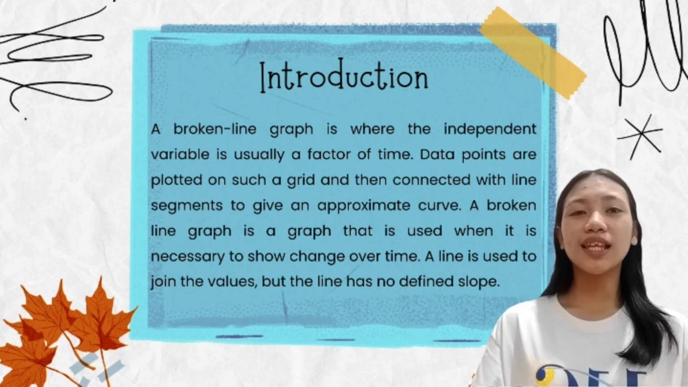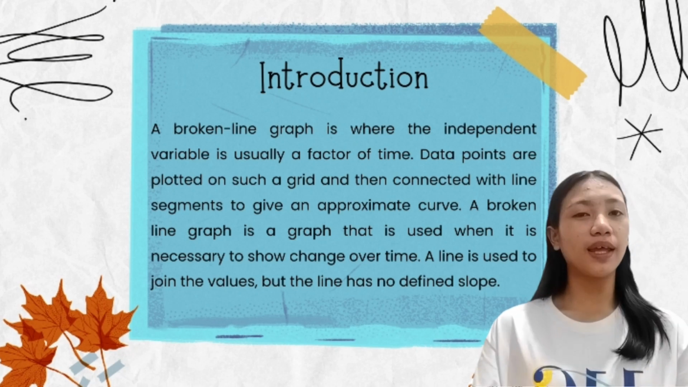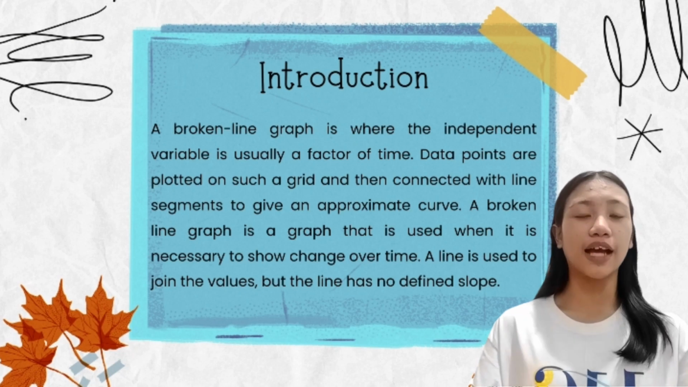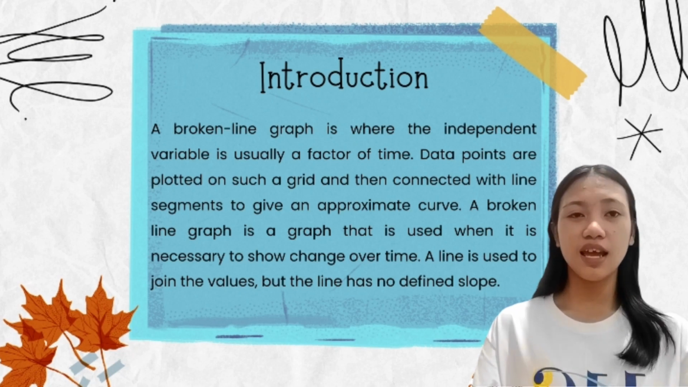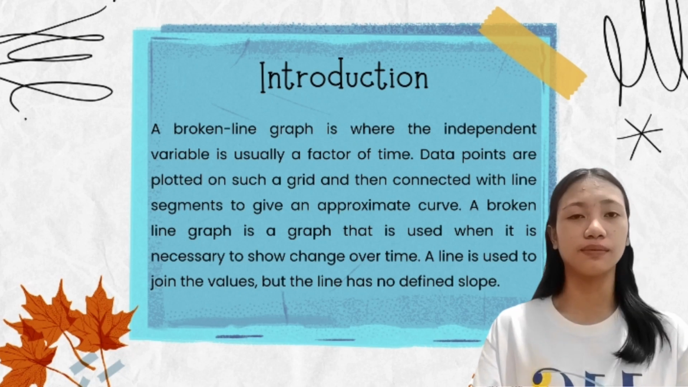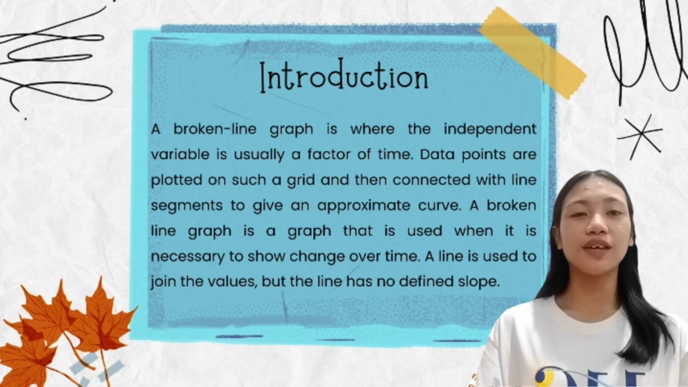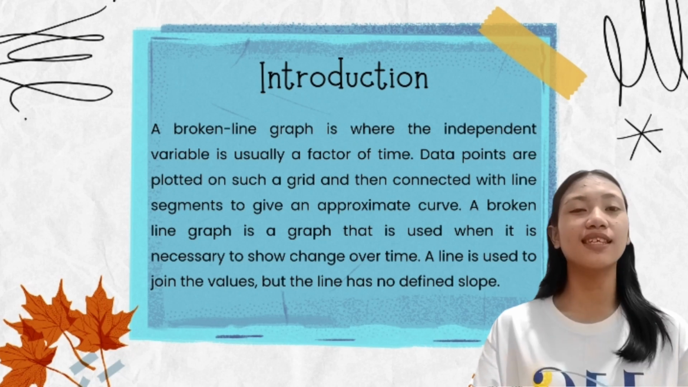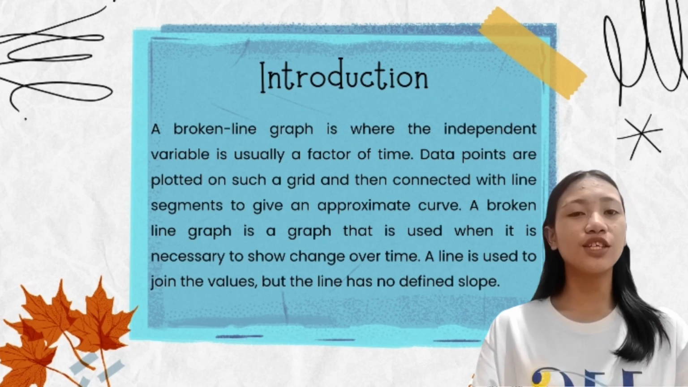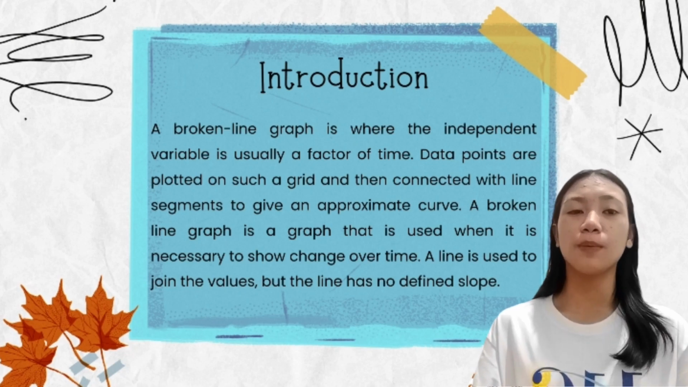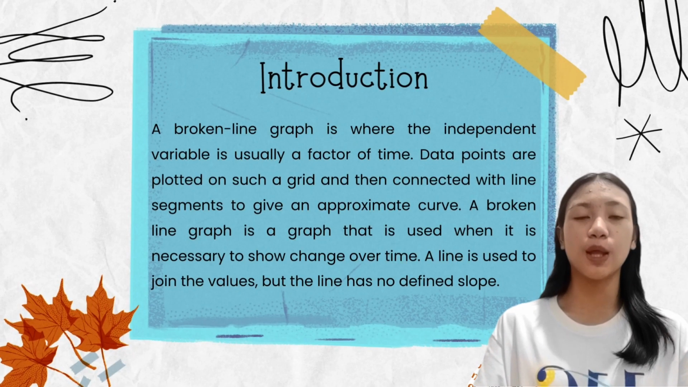What is a broken line graph and how can we use it in a data presentation? A broken line graph is where the independent variable is usually a factor of time. Data points are plotted on such a grid and then connected with line segments to give an approximate curve. A broken line graph is used when it is necessary to show change over time. A line is used to join the values, but the line has no defined slope.